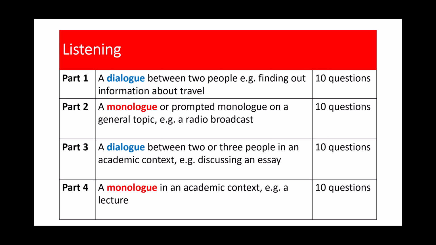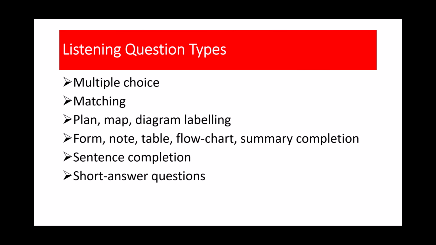As you can see in this table, 40 questions in 4 parts. Part 1 and part 3 are dialogues, and part 2 and part 4 are monologues. The listening question types that we normally face in the IELTS listening test are multiple choice, matching, plan, map, diagram labeling, form, note, table, flowchart, and summary completion, sentence completion, short answer questions.